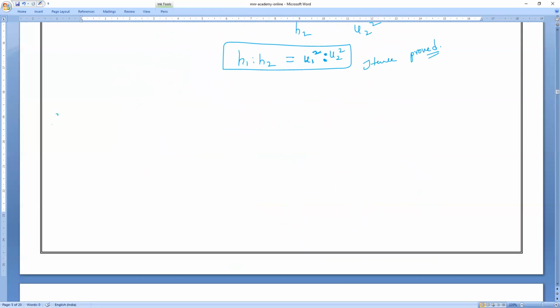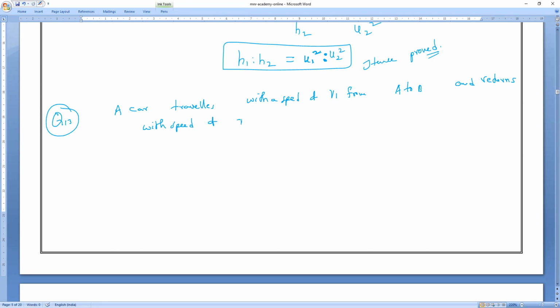Regarding numericals, sir. Next, this question you write. You can find this question. A car travels with a speed of v1 from A to B and returns with the speed of v2. Till now we have solved questions like these with values.